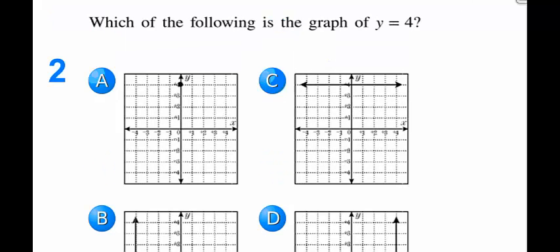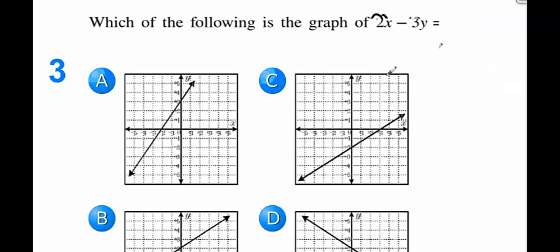Number 2. Which of the following is the graph of y equals 4? So this is basically the opposite. We know this line crosses the y-axis at positive 4. So that must mean it's horizontal. So crosses at positive 4. Well, right there's positive 4 and it's horizontal. So our answer is C.